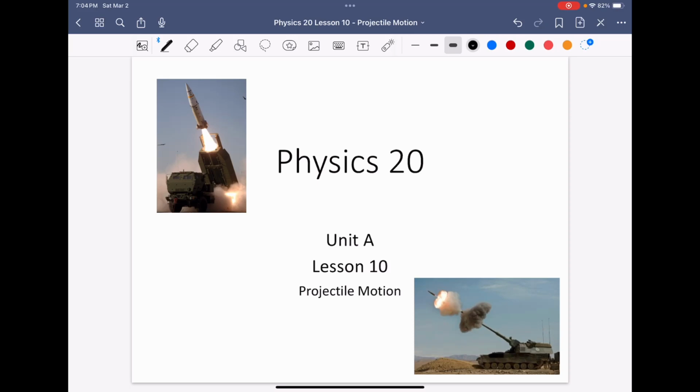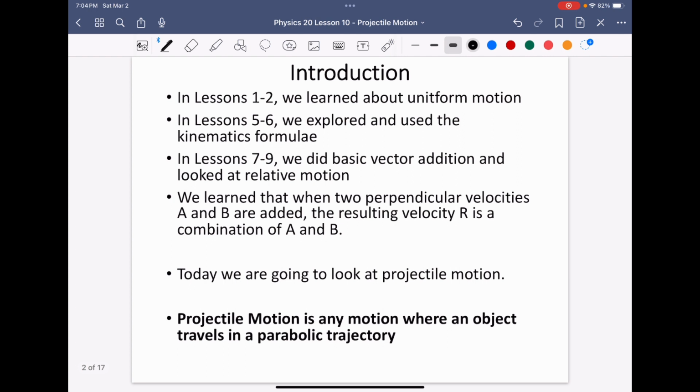All right, so now we move into lesson 10, which is projectile motion. It's the last lesson of Unit A, which is kinematics, and it puts together all of the skills we've been talking about at this point. So on our next slide here, let's just do a recap.